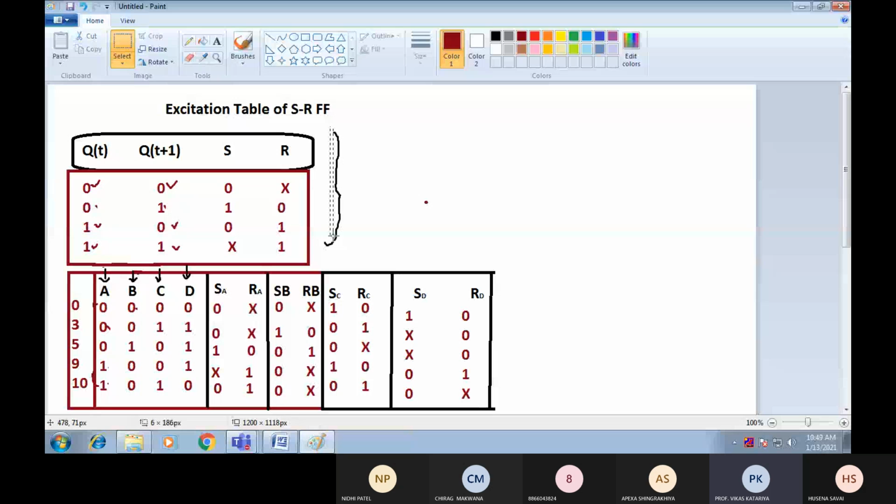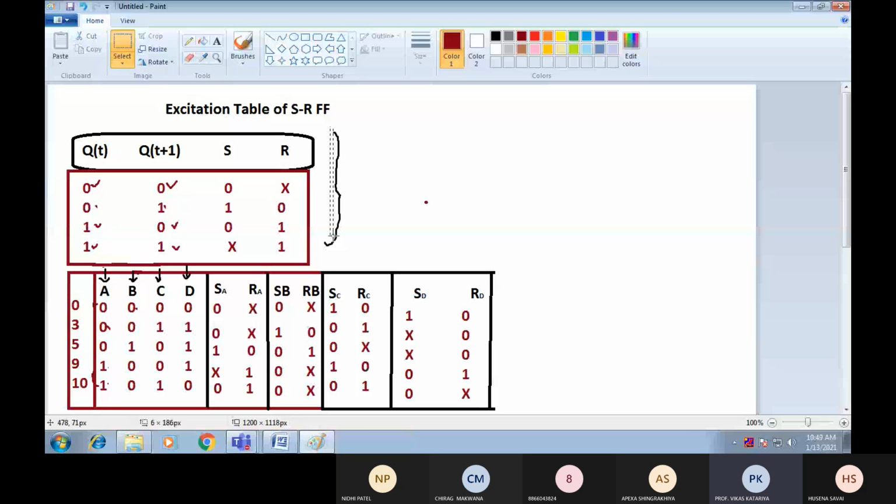Sir, in SD and RD inputs, the second and third will not have X 1, because the second is 1 1, present state 1 and next state 1. Yes sir, so X and cross will come, not 1. Yes, right. Okay sir.